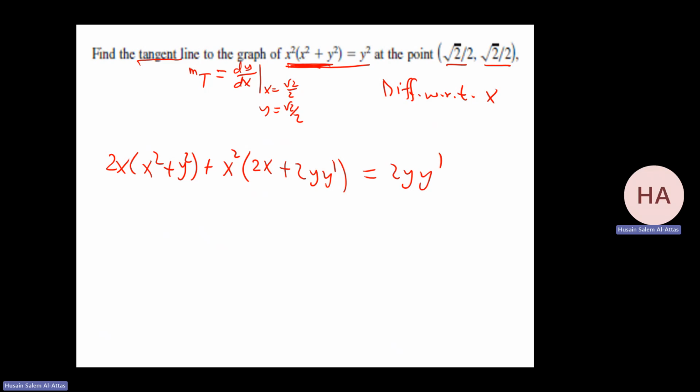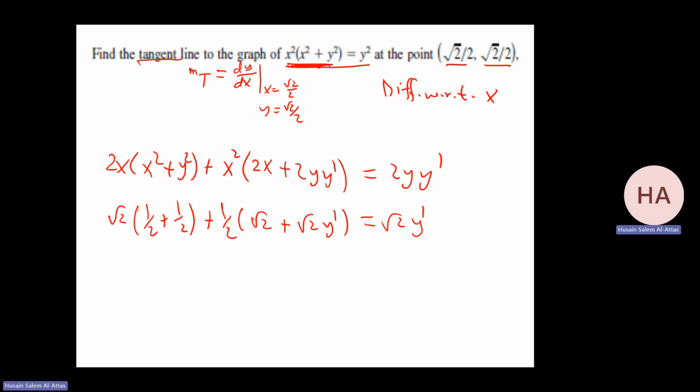I can substitute: x is square root 2 over 2 and y is square root 2 over 2. So that will be square root of 2 here. I have half plus half, plus x squared, the same thing, half. Square root of 2 squared is 2, 2 squared is 4, 2 over 4 is half. This is square root of 2, because this is square root 2 over 2, plus square root of 2 y prime, equals square root of 2 y prime.